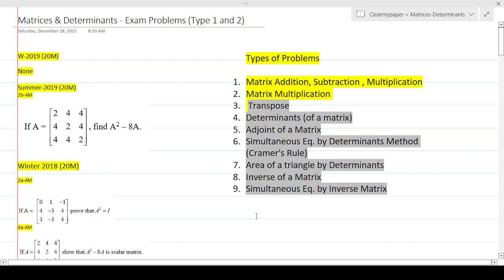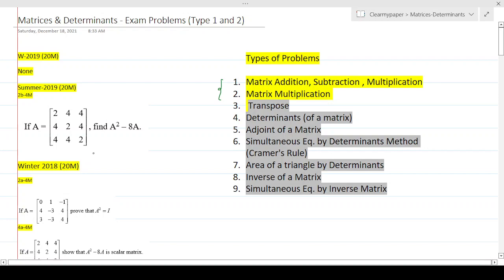Alright guys, let's start the problems on the matrices and determinants. The first problem that's coming to you for type 1 and type 2, which is matrix addition, subtraction and multiplication over here. These two problems will solve for this paper. And I've extracted all the problems just for these two categories. So don't worry about the ones in the grays.